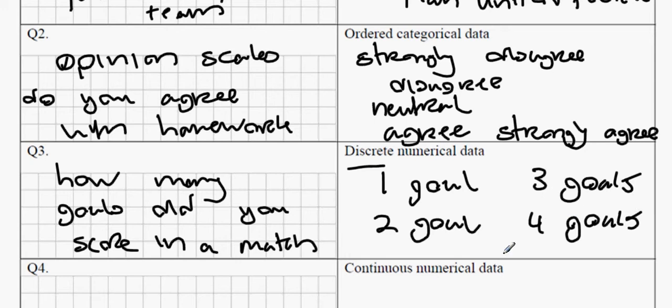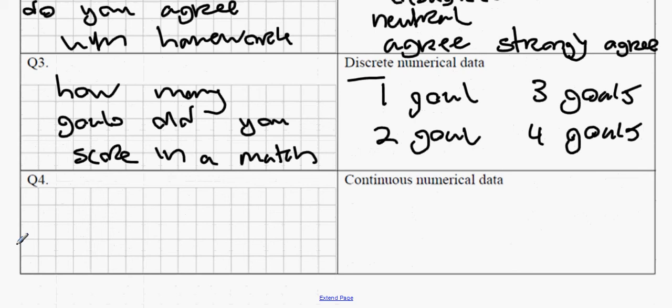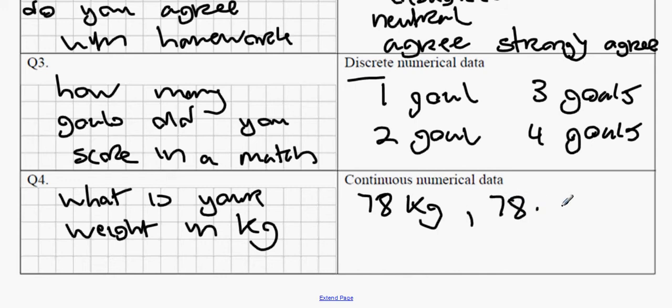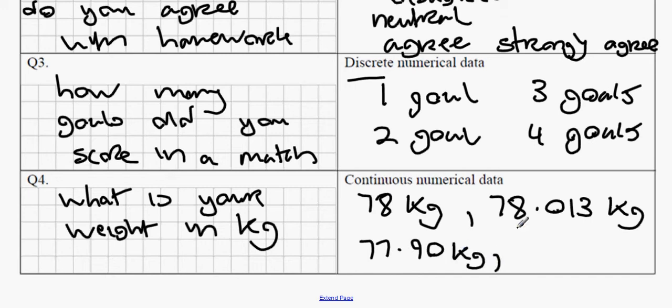Okay. Well, continuous data would be, what's your weight in kilograms, let's say. Now, an example of weight in kilograms is, I might say I'm 78 kilograms, but in reality, I'm probably 78.013 kilograms. I'm never quite 78 kilograms. I'll always be slightly under it or slightly over it. So basically, continuous numerical data is on a scale. Another example would be how tall am I?